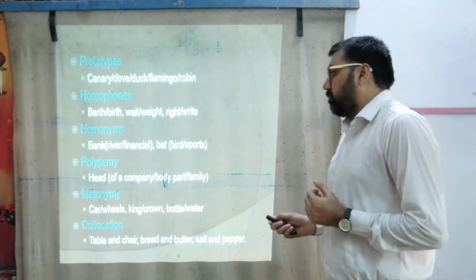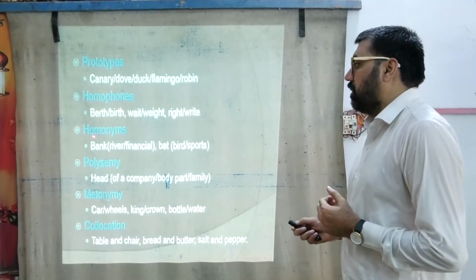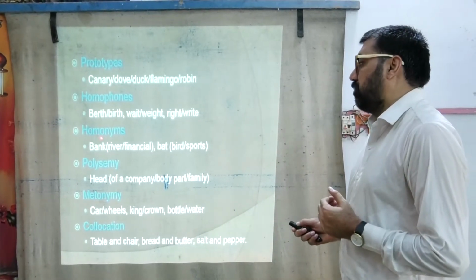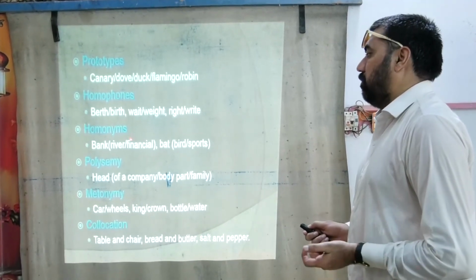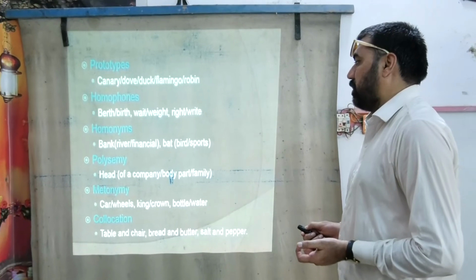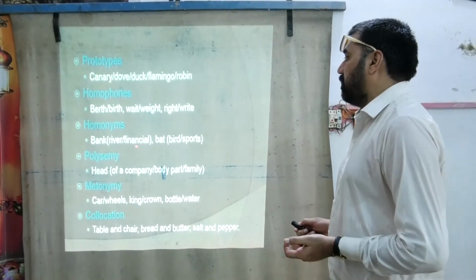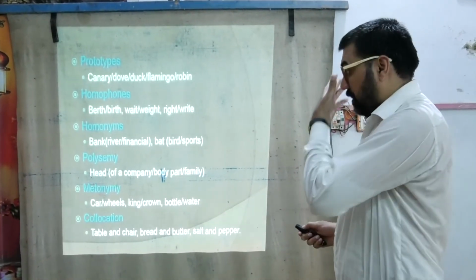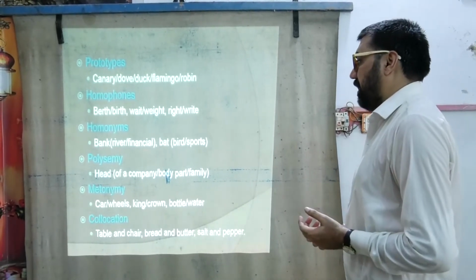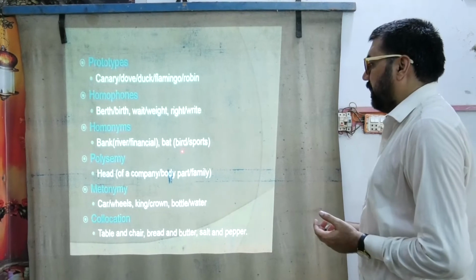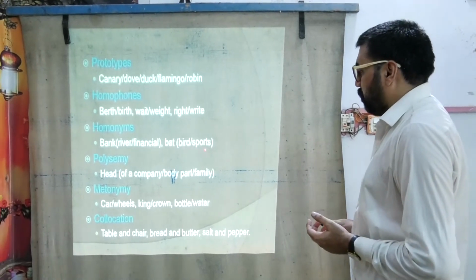Now talk about homonyms. What is the definition of homonyms? The spelling is the same but the words have different meanings. Like here the word bank means river bank, financial bank, and bat related with the bird and also related with sports.